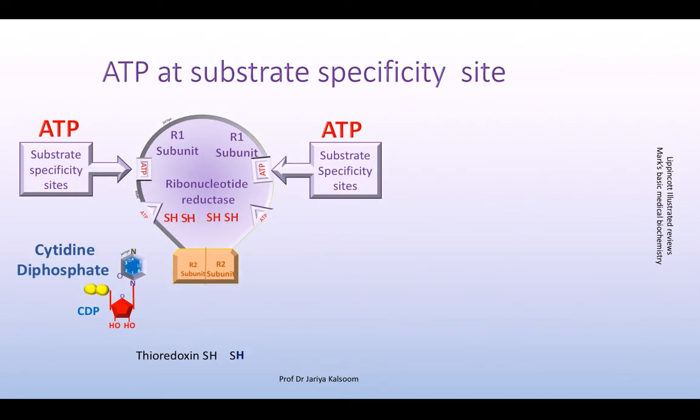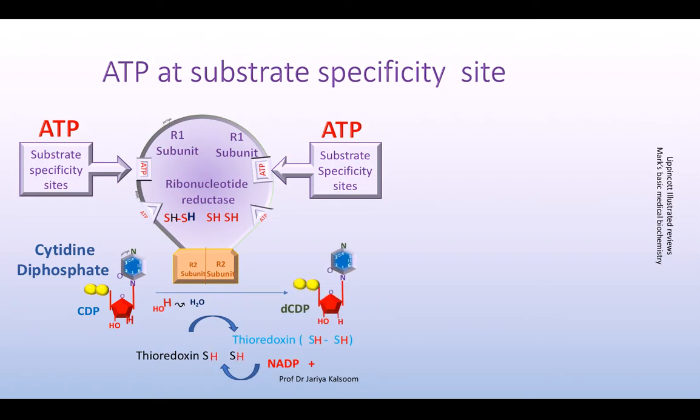So here is the CDP. Again, the sulfhydryl groups are going to act as the donors of the hydrogen atoms. Water is going to be released, the sugar moiety is reduced, and the oxidized form of the enzyme is going to be reduced by the hydrogen atoms provided by the coenzyme thioredoxin, which becomes oxidized, and the reduced form of the thioredoxin is going to be regenerated by NADPH. So this cycle continues and DCDP is produced.